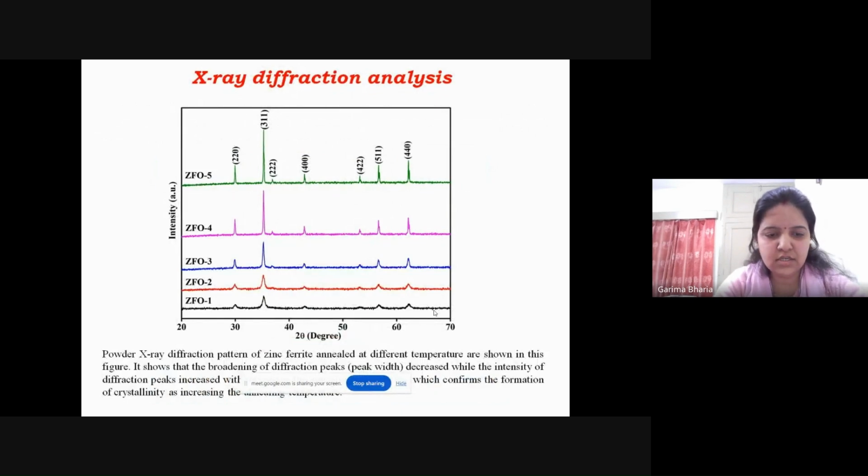The powder X-ray diffraction pattern of zinc ferrite annealed at different temperatures is shown in this figure. It shows that the broadening of diffraction peaks decreased while the intensity of diffraction peaks increased with increasing annealing temperature, which confirms the formation of crystallinity as the annealing temperature increases.